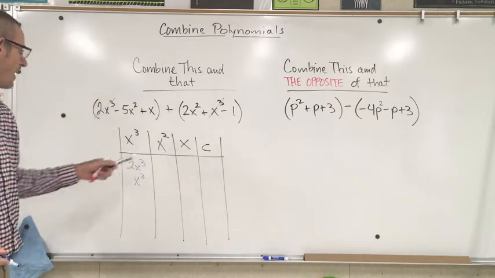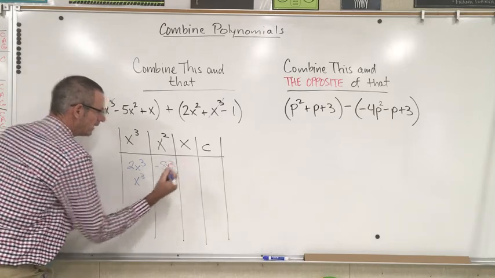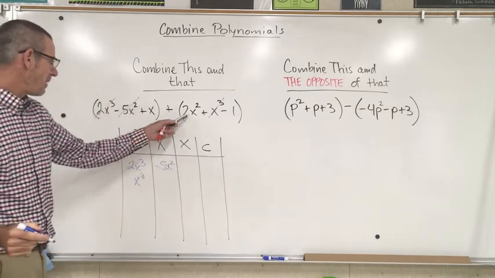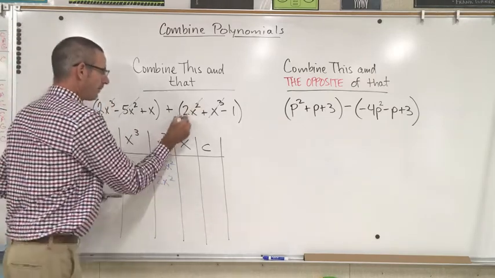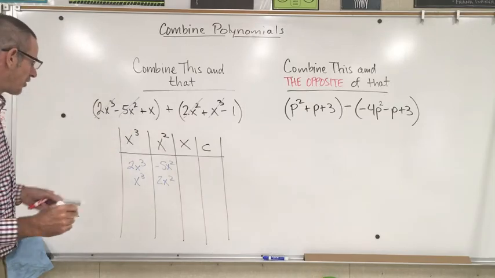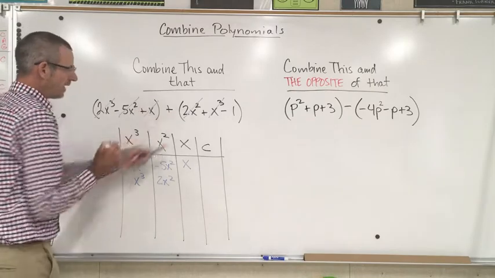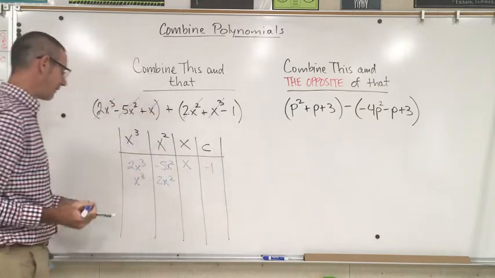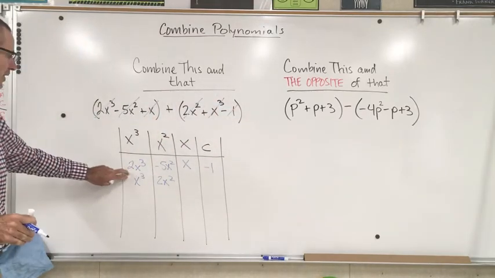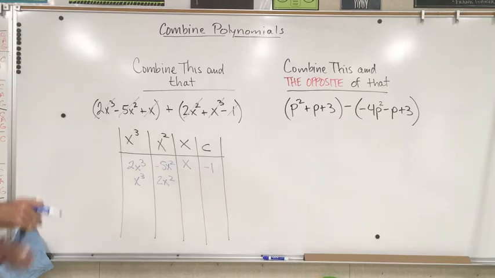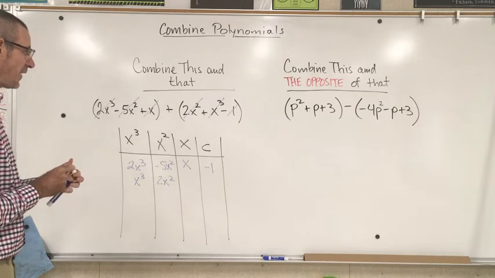Okay, now I have x squareds in this column, so I have a negative 5x squared. And I have a positive 2x squared right here. I only have one x term, so I'm going to put an x here. And I have one constant, which is a -1, so I'm going to put that right there. And so now I've gone through all 6 of my terms, and I've grouped together the terms that have the same variable and the same exponent. So now I'm ready to just finish the problem.